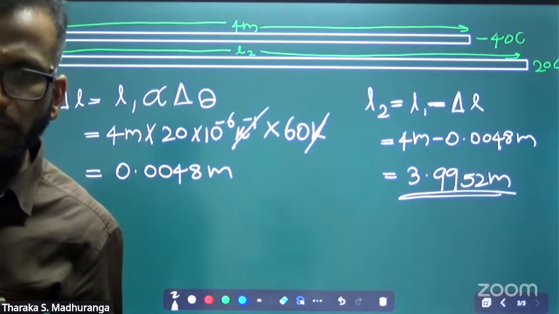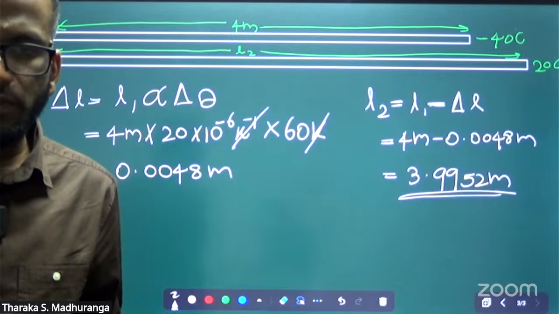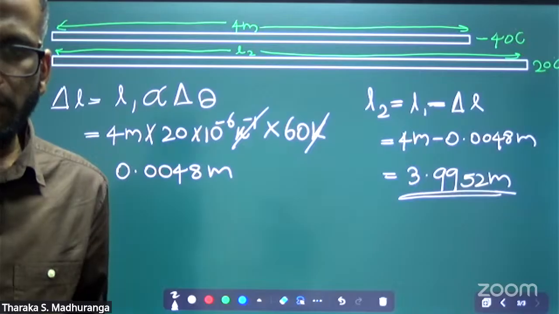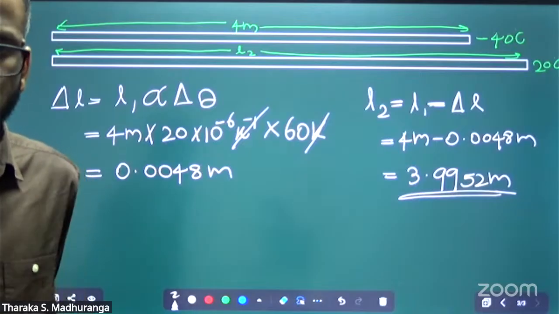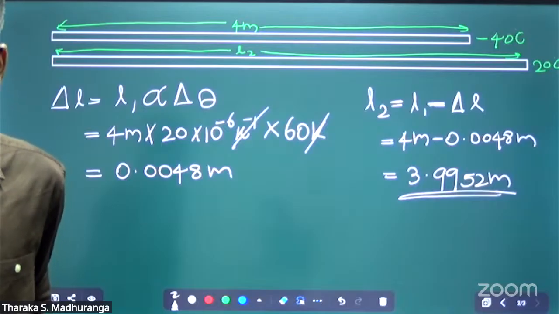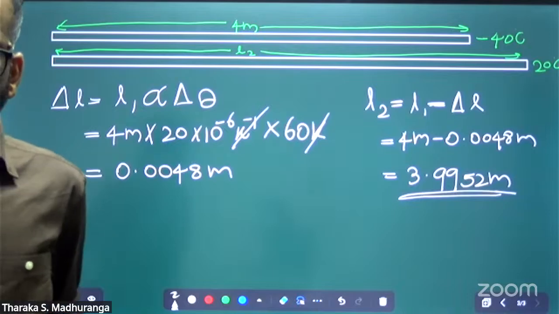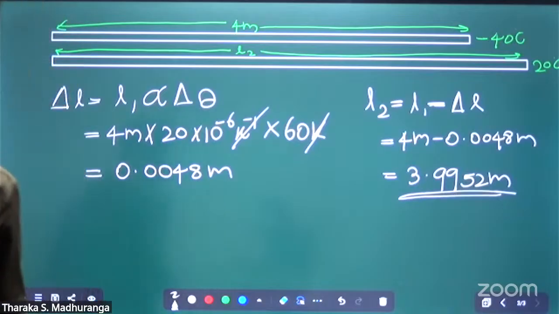Does it have a limit when it comes to the decrease of length? Limit means what? Yeah, temperature decreases, correct, the length decreases. Is there a limit? Good question.